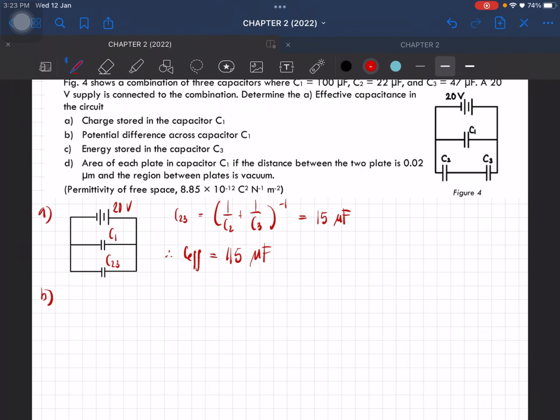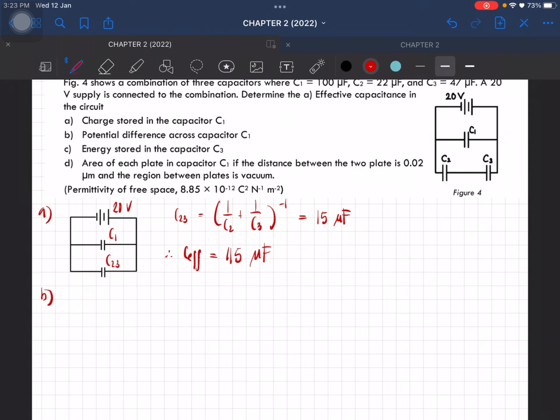And then you have to calculate the potential difference across capacitor 1. So we will be using the... sorry, my cat was fighting outside. I think I'm a bit not focused.